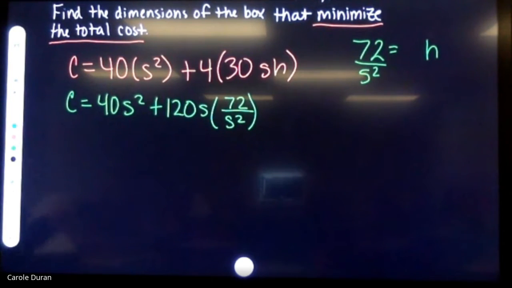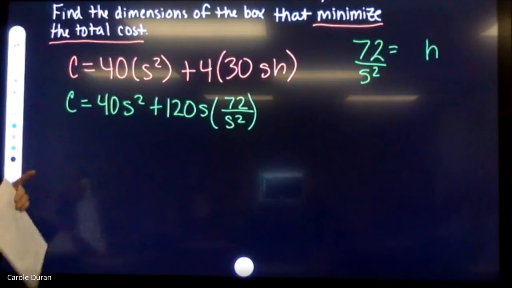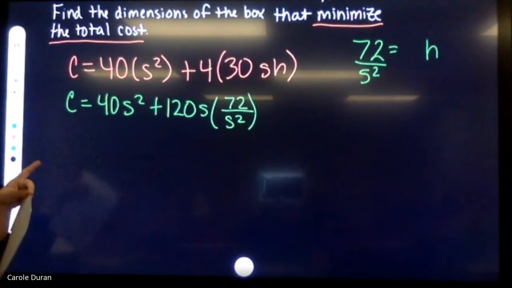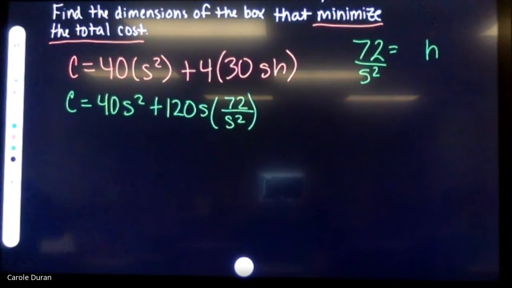Of course, I would like to go ahead and simplify this as much as I possibly can before I try to take the derivative. Is there anything I can simplify in the first term? No. What about in the second term? The 120 multiplied to the top. I can put the whole numbers together, so the 120 and the 72, and then what can I do with the s's, Liam?